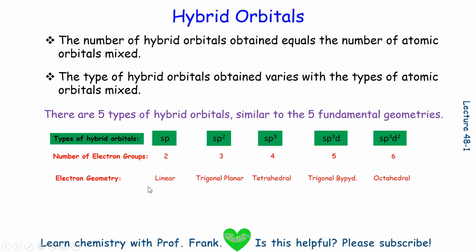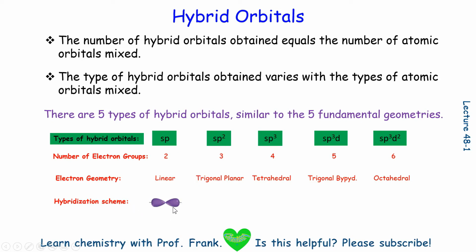The electron geometries are just the same as what we learned in chapter 7. If you have 2 electron groups, it is linear, so sp hybridization is linear. sp2, 3 electron groups, is trigonal planar, and then tetrahedral, trigonal bipyramidal, octahedral. Now let's look at the scheme.